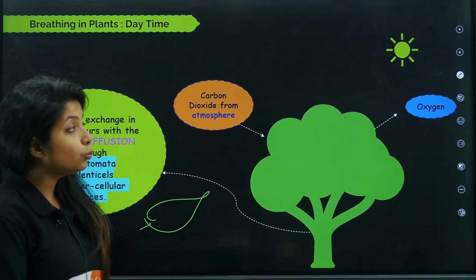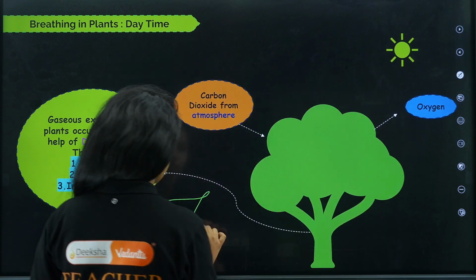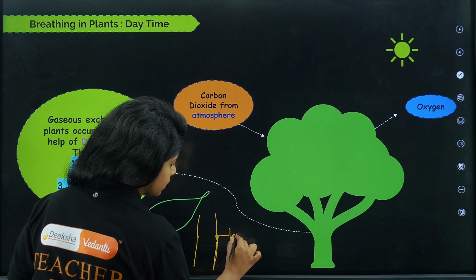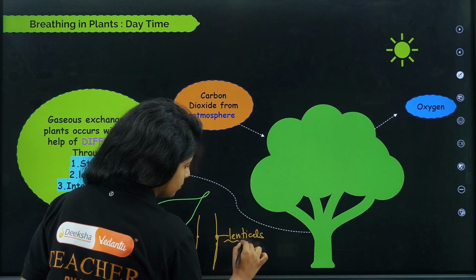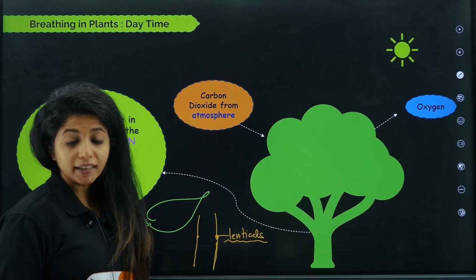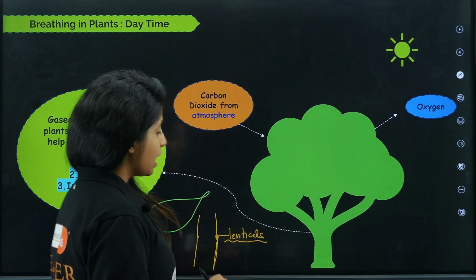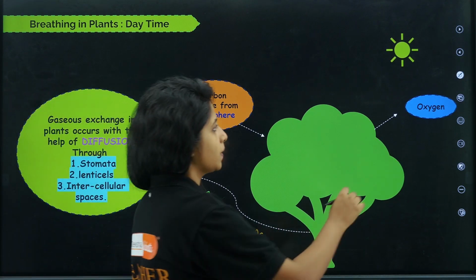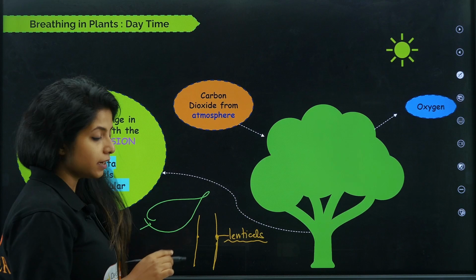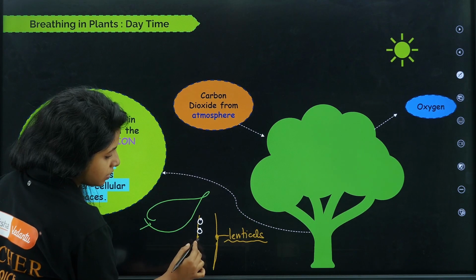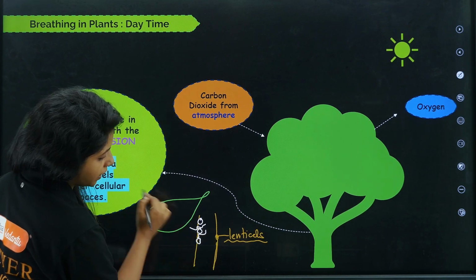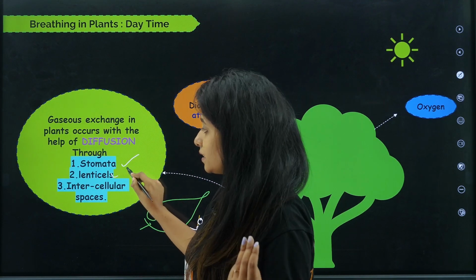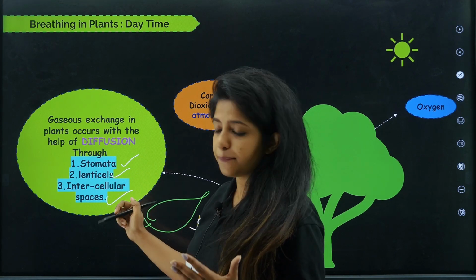Apart from that, if you talk about woody stems, they have something which is known as lenticels. Apart from that, you have intercellular spaces as well. What do you mean by intercellular spaces? Basically, this is a plant, and there will be spaces in between the cells. So from here also the gases could be moving outside. So there are three ways in which the plants can breathe: stomata, lenticels in woody stems, and intercellular spaces. And this happens because of diffusion.